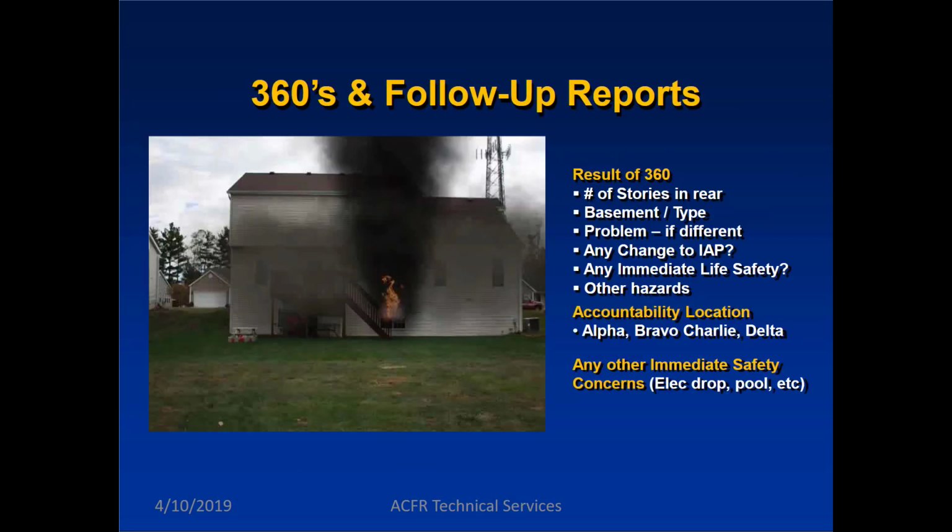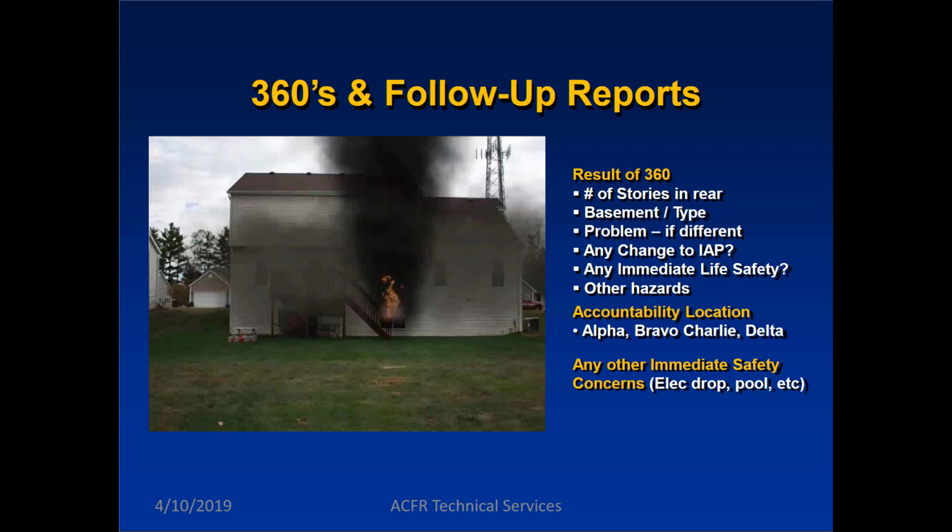And then once we do our 360, we need to be able to look now and say, have things changed? How many stories are in the rear of this structure? What is the basement? What type of basement? What's the problem if it's different? If we're now seeing the smoke and we see that there's actually a fire in the basement, do we want to send units in that Alpha side with that charged hose line like we originally stated?